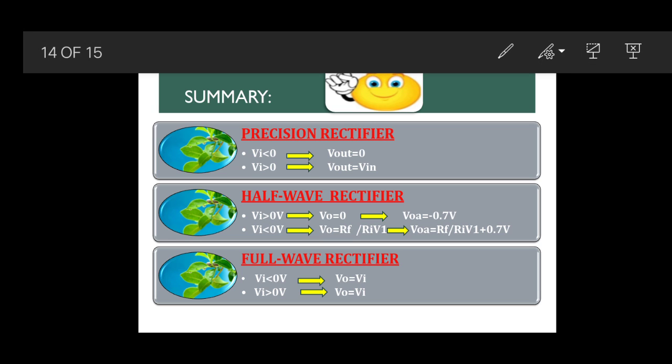At last, the summary. Here I am going to talk about the precision rectifier circuit. It is designed using the operational amplifier and the diode, where due to the negative feedback in the circuit, the diode behaves like an ideal diode. Its circuit performance: when Vi is less than 0, Vout equals 0 volt. When Vi is greater than 0, then Vout equals Vin.